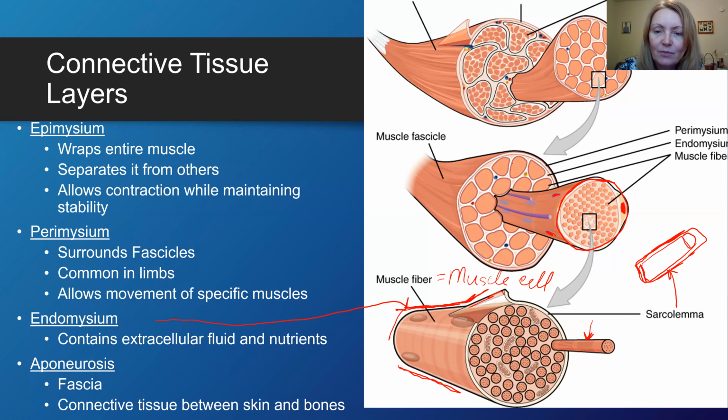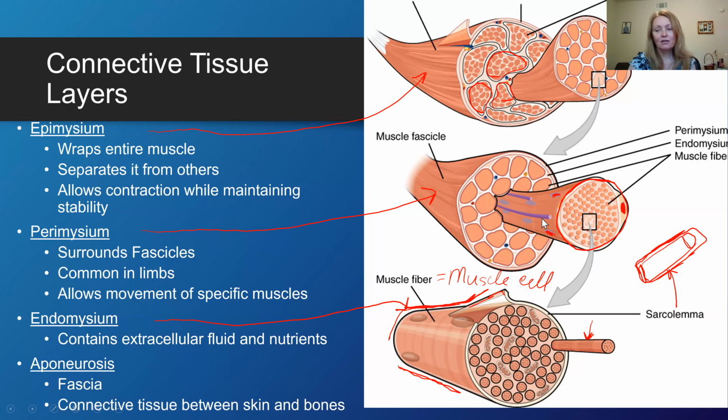Those individual cells are covered by endomysium. Now when you have a bundle of these cells, this is the fascicle. The whole structure is a fascicle, and the fascicle is covered by perimysium. It's around fascicles. It allows movement of specific muscles. It's very common; you have lots of fascicles in the limbs. And then those fascicles, you see that's a fascicle, another fascicle, and another fascicle, are surrounded by epimysium. Epimysium wraps your entire muscle, separates it from other muscles, and allows contraction while maintaining stability.